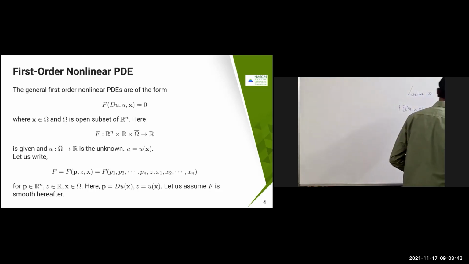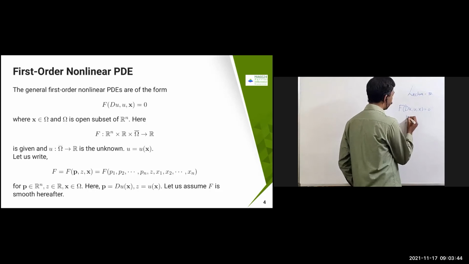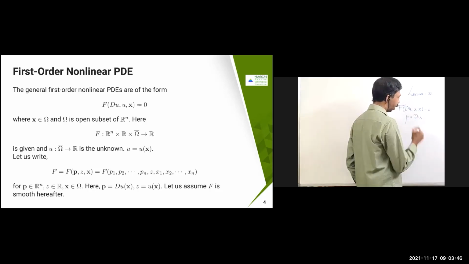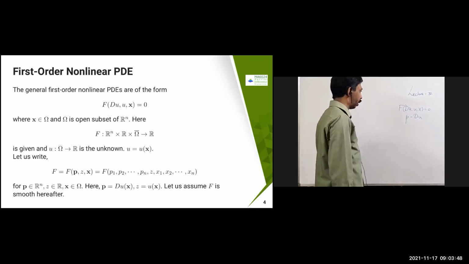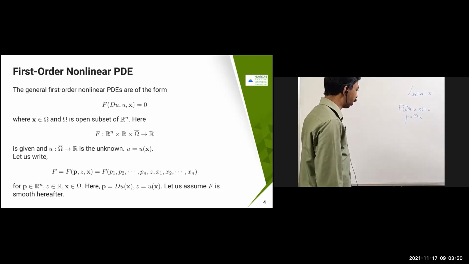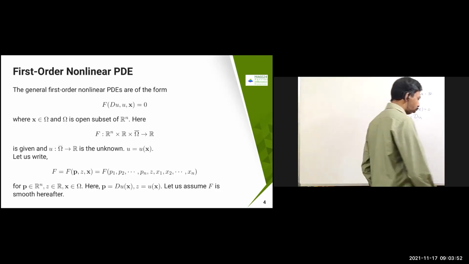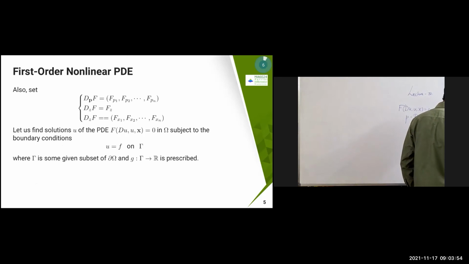Now I'm going to introduce a new notation called p equal to Du. We'll see that once we solve using Clairaut's method and Jacobi method, etc. During that time we will see what things are available. This is the general way we can define it.